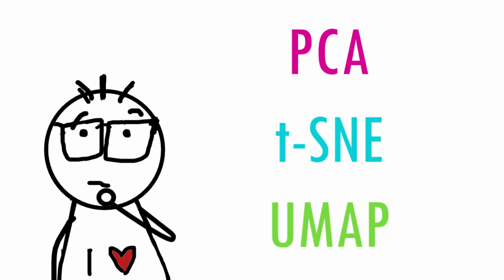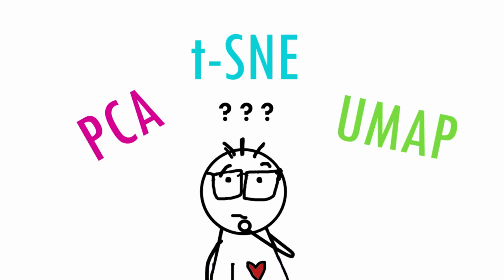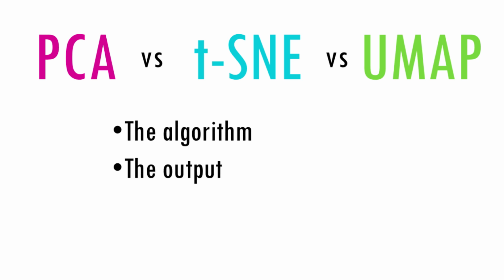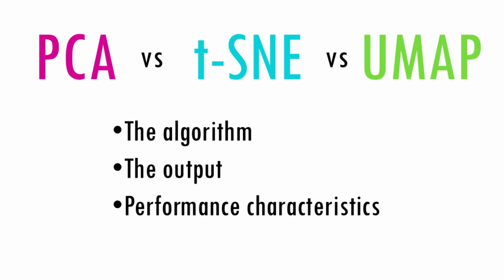PCA, t-SNE and UMAP are all popular techniques for dimensionality reduction, but they differ significantly in how they work and what they are best used for. So what are the differences between them? When should we use one or the other? We'll compare the algorithms across 4 main areas: the algorithms themselves, the output, performance characteristics, and finally applications.